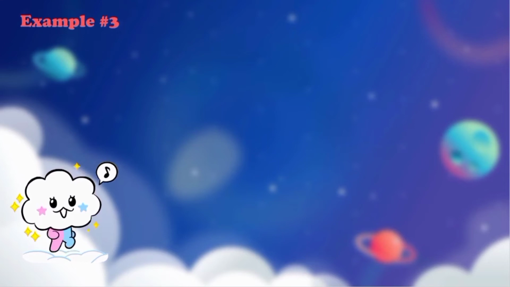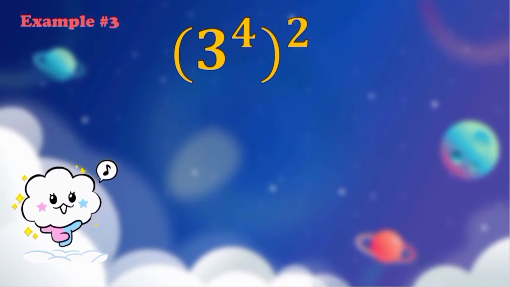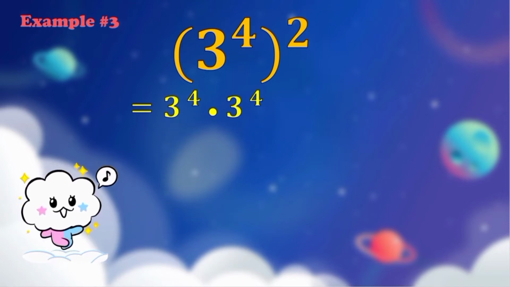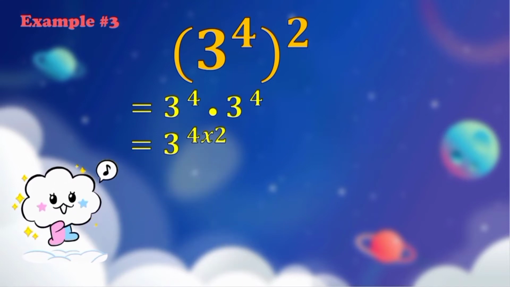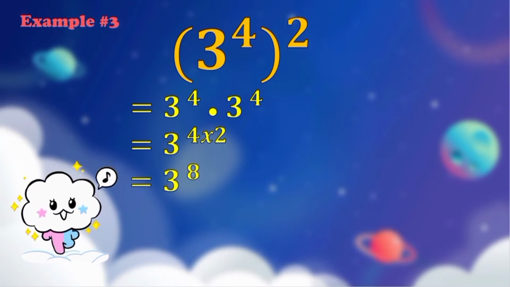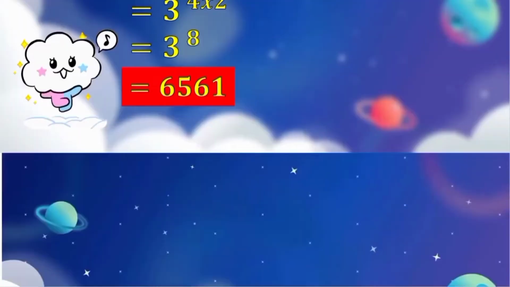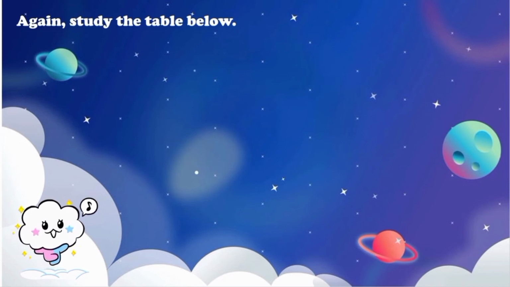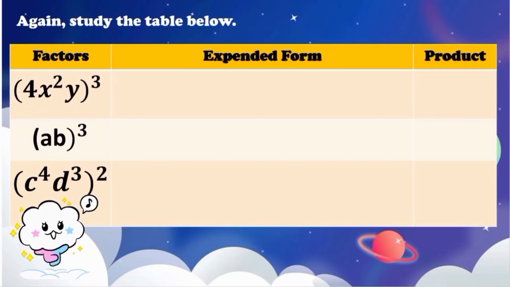Example number 3. 3 to the 4th power raised to the 2nd power. First, we have 3 to the 4th times 3 to the 4th, or 3 raised to the 4th power times 2. This will become 3 to the 8th power, or in simplest form, that is 6,561. Again, study the table below. Now here is the table.